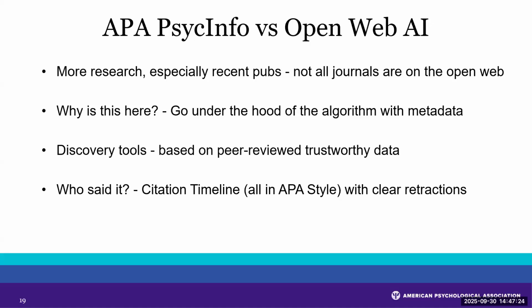Again, we have the peer-reviewed, trustworthy data. We have the citation timeline with clear retractions to back up who made this claim exactly. We provide metadata so you can see why the research is there and marked as relevant. And of course, we're providing research beyond what an open web AI tool would be able to discover.